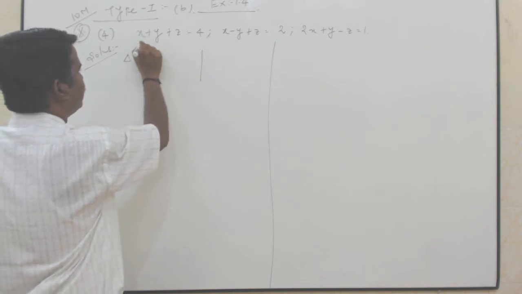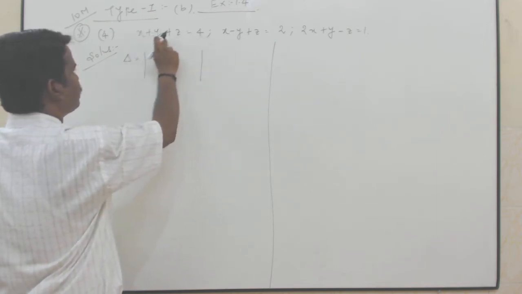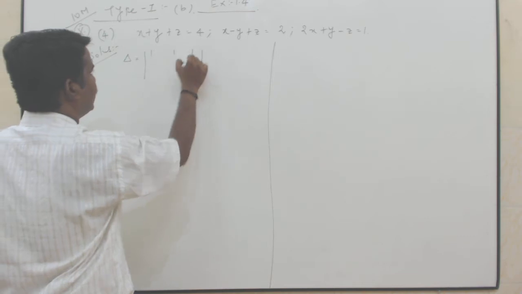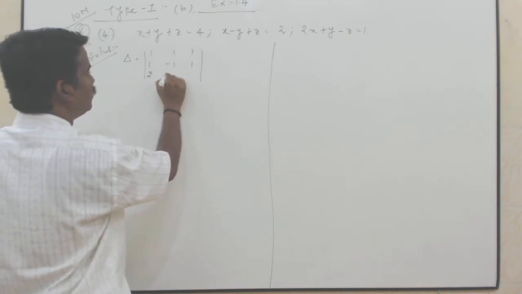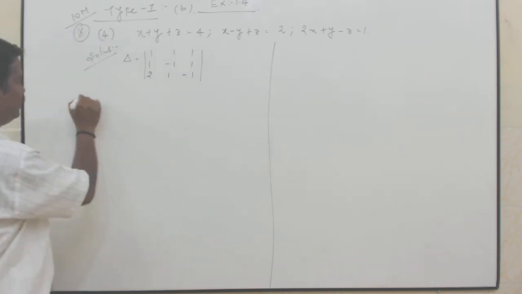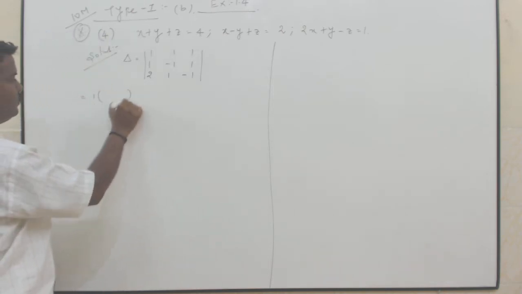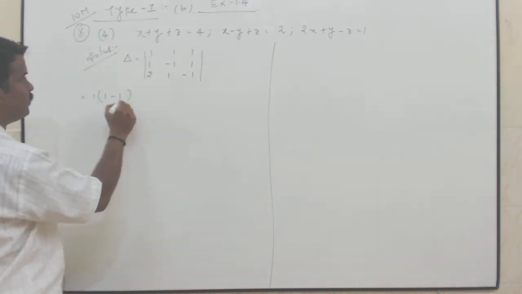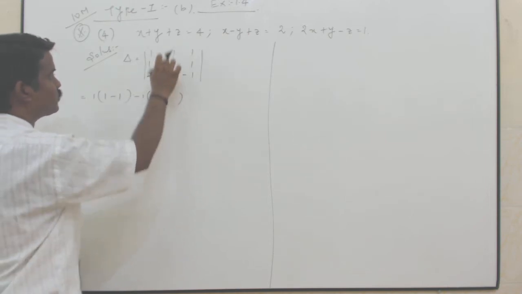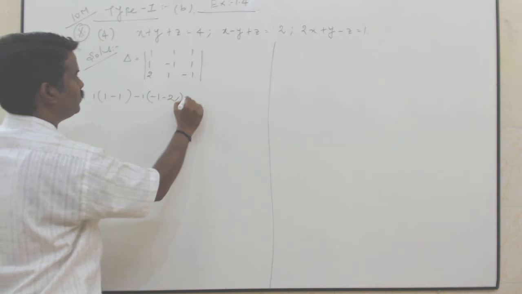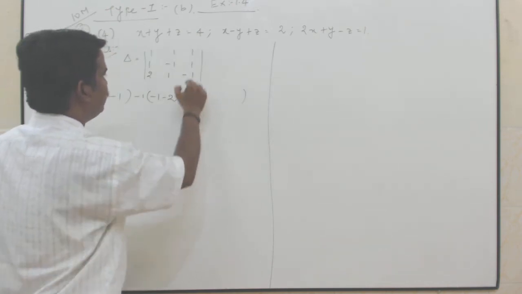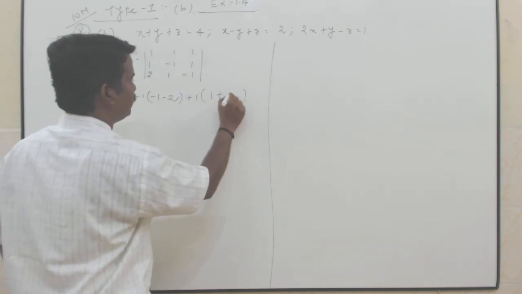Determinant of, write the coefficient of x, y, z in the first equation, 1, 1, 1. Then 1 minus 1, 1. Then 2, 1 minus 1. You expand this, 1 into 1 minus 1 minus 1 into minus 1 minus 2 plus 1 into 1 plus 2, right?